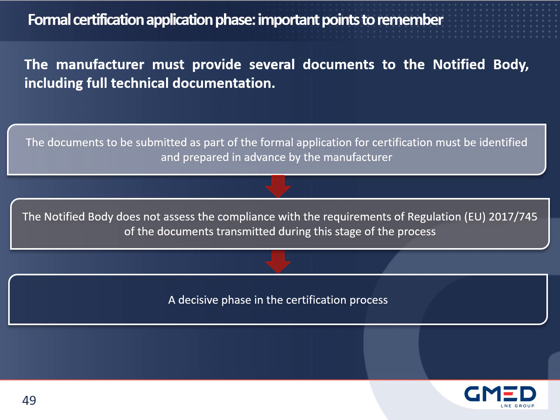We are now coming to the end of this second presentation module dedicated to the formal certification application phase. Important information to remember in connection with this second decisive step in the certification process under Regulation EU 2017/745 is as follows. From the second stage of the certification process under the regulation, the manufacturer must provide several documents to the notified body, including the complete technical documentation. In order to complete this phase of the process in the best conditions and as quickly as possible, we recommend that manufacturers familiarise themselves with and identify the documents to be submitted as part of the formal application for certification.